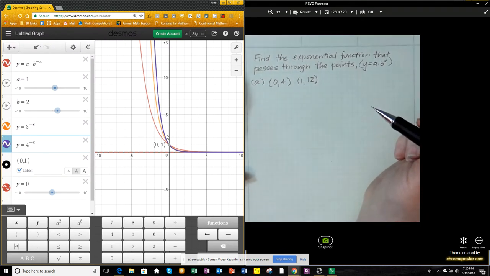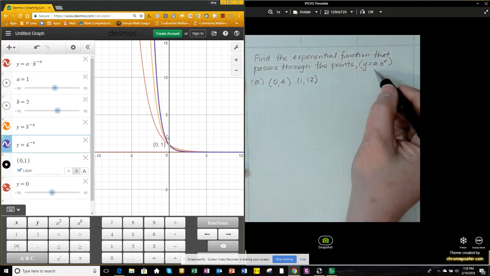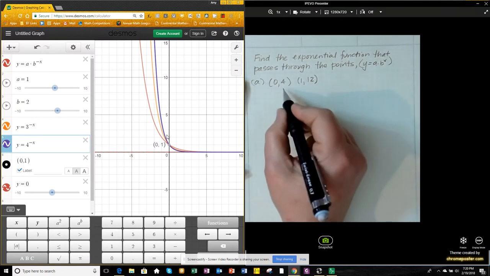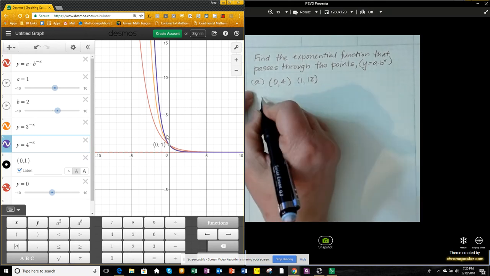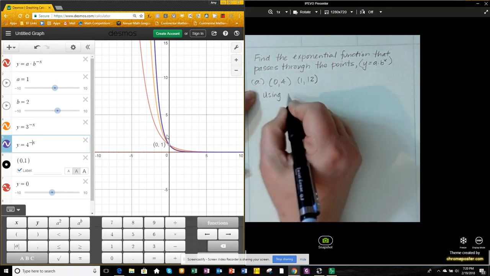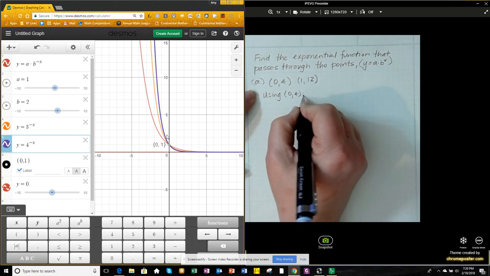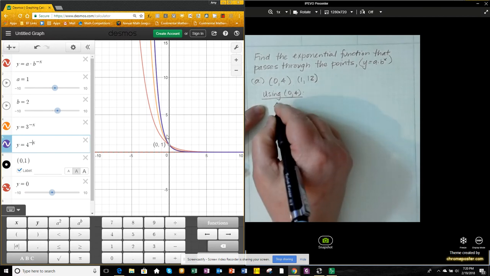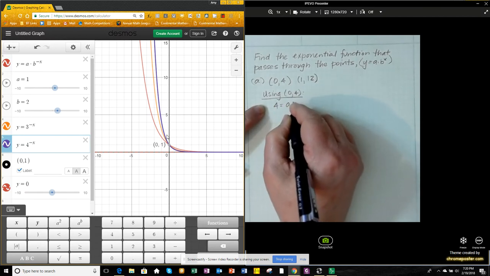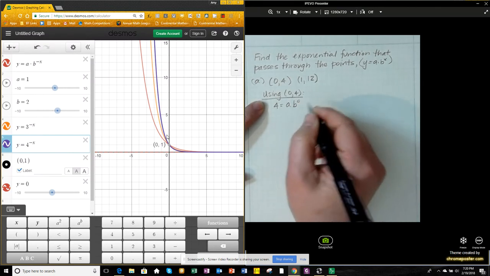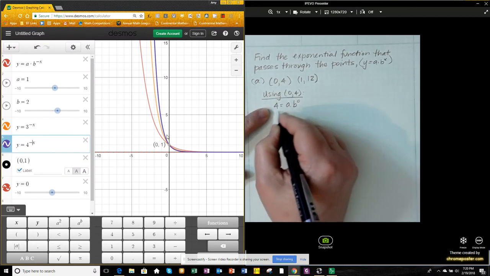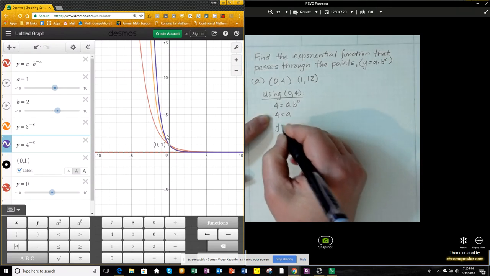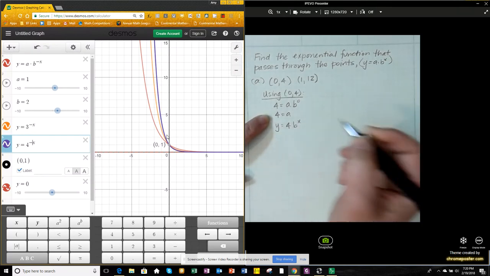Okay. And so I'm going to use this form and I'm going to use the easiest point first. So the easiest point is going to be the one with the zero in it. So let's try that first. Using the point (0, 4), we plug it into our equation and we get 4 equals a times b to the zero. Well, b to the zero is just 1. So this is 4 equals a. And so I know that y equals 4 times b to the x.